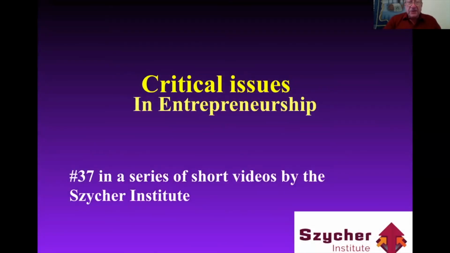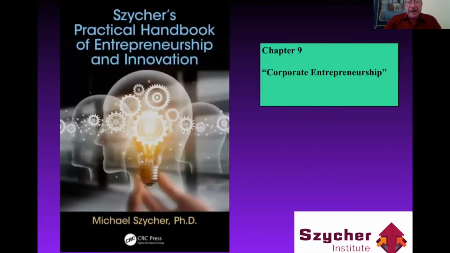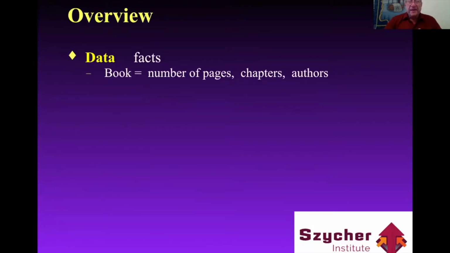This presentation is entitled Critical Issues in Entrepreneurship. And I am going to be using my own book, the one that is entitled Zeischer's Practical Handbook of Entrepreneurship and Innovation. And this is chapter 9, called Corporate Entrepreneurship. So let's have a quick overview.